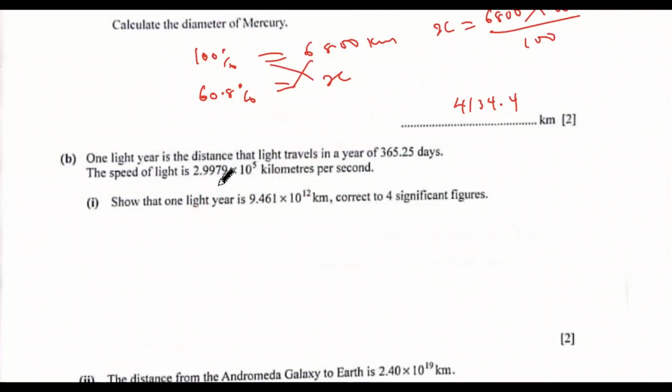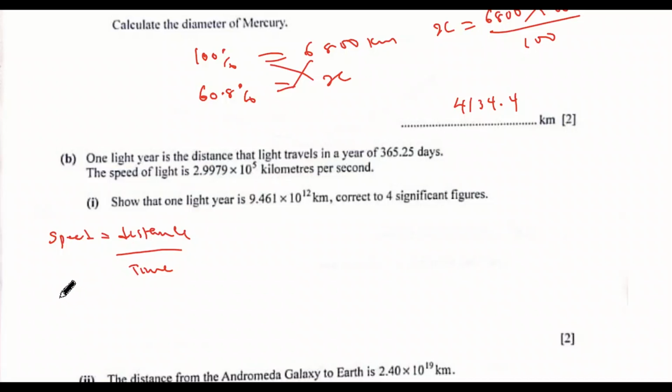1 light year is the distance that light travels in a year of 365.25 days. The speed of light is 2.9979 times 10 to the power of 5 kilometers per second. Show that 1 light year is 9.461 times 10 to the power of 12 kilometers, correct to 4 significant figures. We know that speed is equal to distance over time. Then we can now key in the values there.